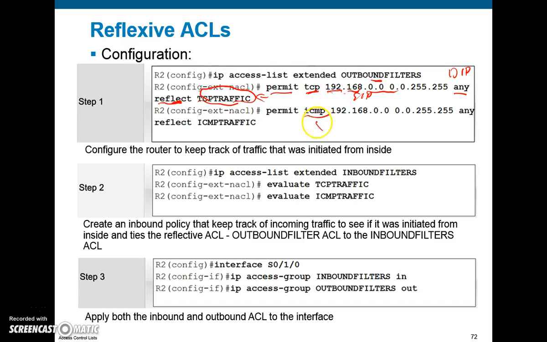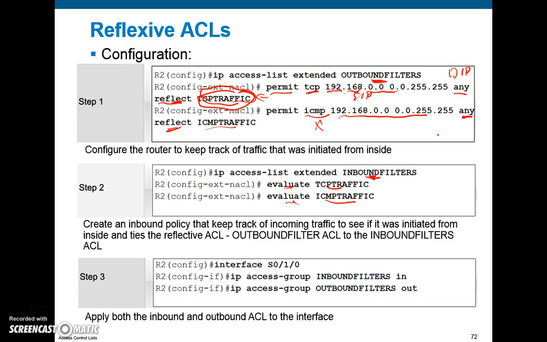Similarly, for ICMP packets, your ping packet: if a ping packet was initiated from inside, you also want to allow the ping reply to come back. So it's the same thing. For a ping packet from your own network to the internet, you also allow the ping reply to come back by reflecting the ICMP traffic. Next, I create another ACL called the inbound filter. This will be coming into your network, and I will evaluate TCP traffic here, and I will evaluate ICMP traffic here. Now I have two ACLs: one called outbound filter, one called inbound filter.